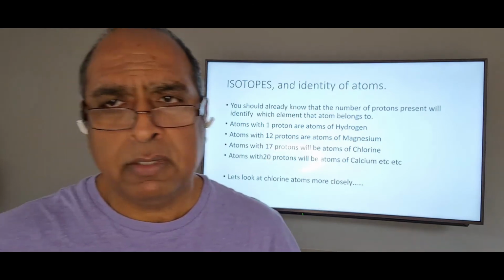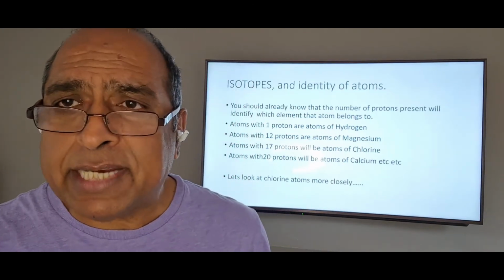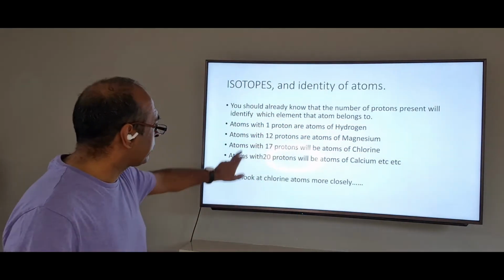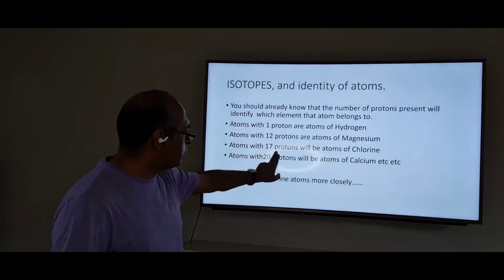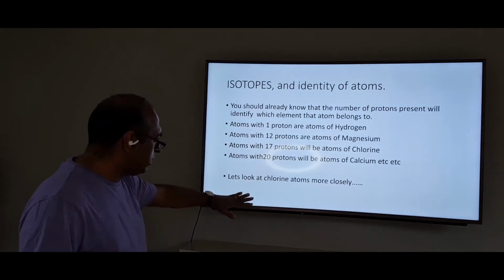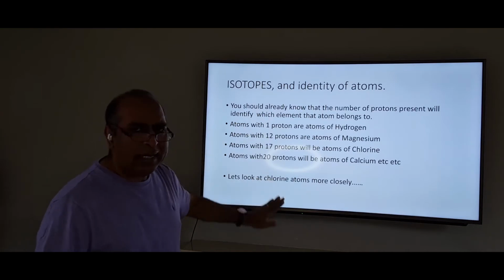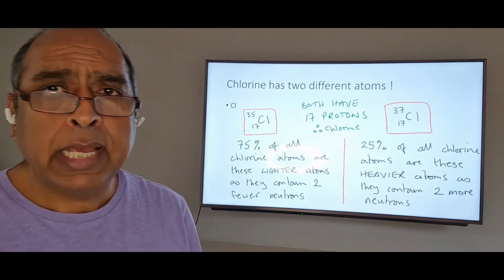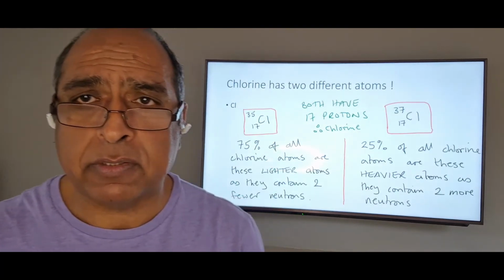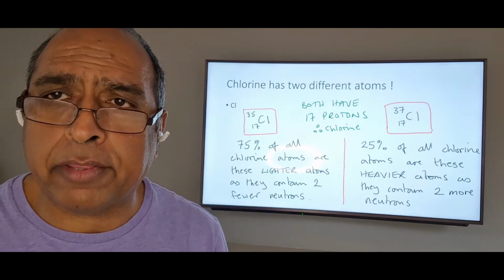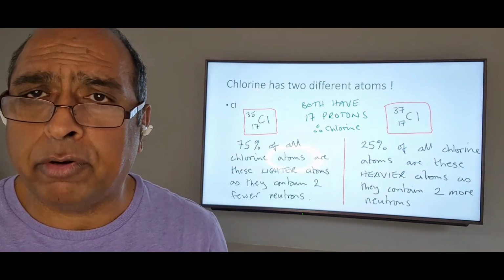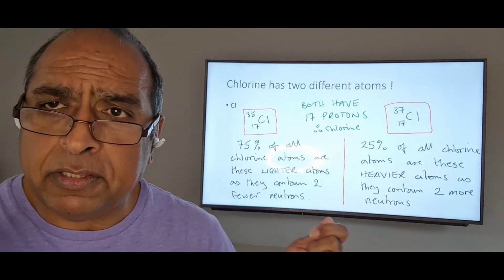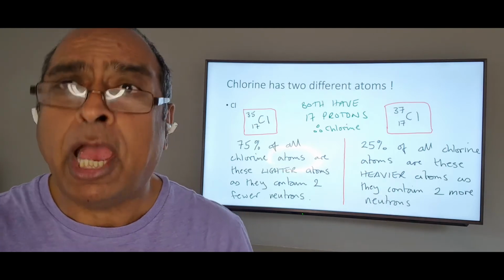Something with 20 protons is calcium. So the number of protons identifies what it is that you've got. Atoms with 17 protons are chlorine, 20 are calcium. And let's look at chlorine atoms more closely. Now, there are 2 kinds of chlorine atoms. There's a lighter chlorine called chlorine 35. There's a heavier chlorine called chlorine 37. Now, what makes them both chlorine is that these atoms, both types of atoms, have got 17 protons.